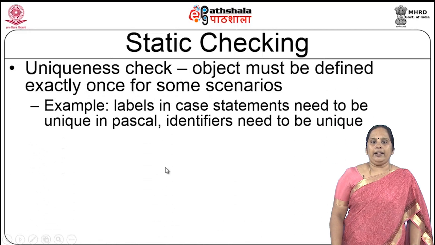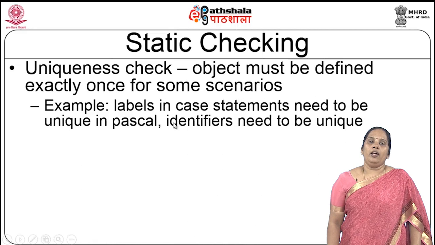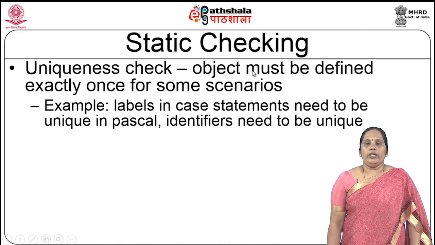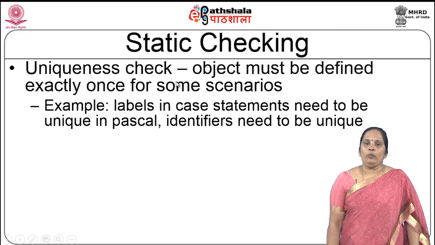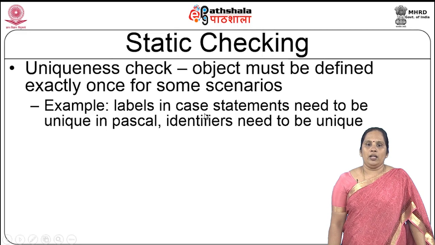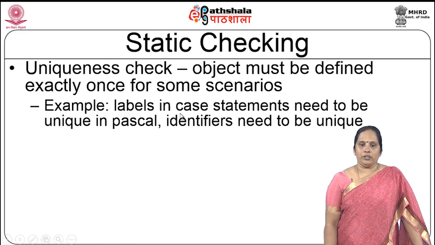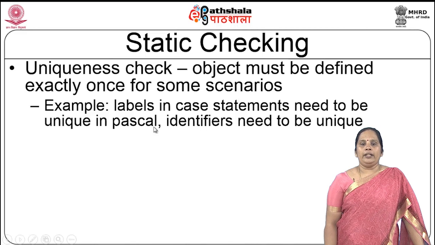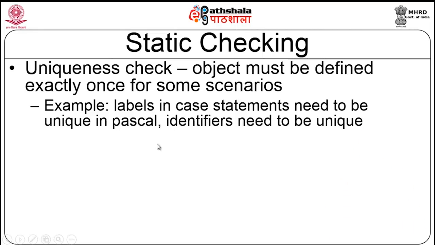The third static check is called the uniqueness check, where we compare whether an object is defined exactly once for some scenarios. For example, the labels in the case statement, as in the switch case in C and Pascal. These statements should have unique labels, and the identifiers also need to be unique, in the sense that the variables declared should be unique. That is done in the uniqueness check.